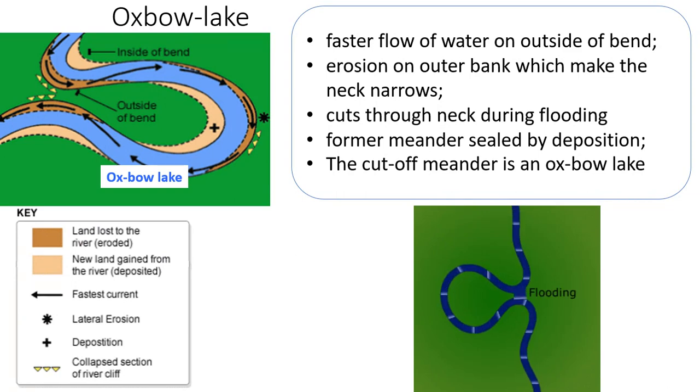Then an oxbow lake. An oxbow lake is formed when the fastest flow of the water on the outside bend, erosion on the outer bank, will make the neck become more narrow. So as the outside bend keeps eroding, the neck will become more narrow. So if a flood occurs, it will cut through the neck during what? Flood. And once it cuts through the neck, the meander will be sealed by deposition. So the cut-off meander is referred to as an oxbow lake.